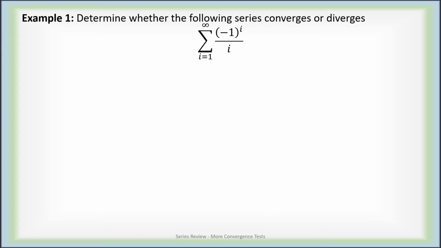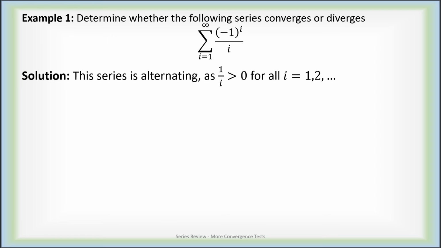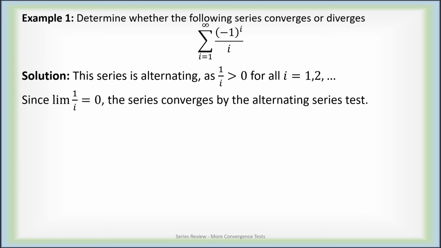Let's take those tests and apply them to some examples. First, determine whether or not the following series converges or diverges: the sum of (-1)^i over i. Now this series is alternating. 1 over i is always positive, and now I have that (-1)^i thrown in. And 1 over i tends to 0. So we have an alternating series formed out of terms converging to 0. So by the alternating series test, this series does converge.